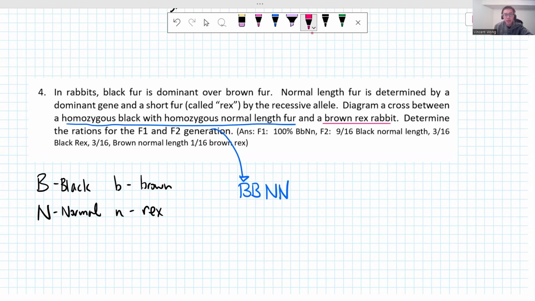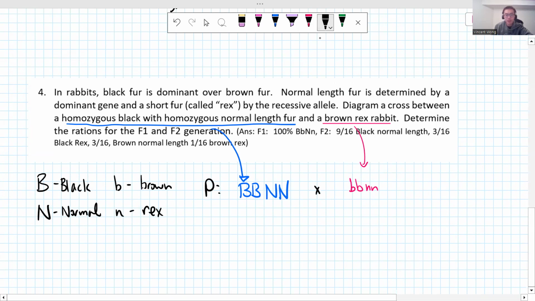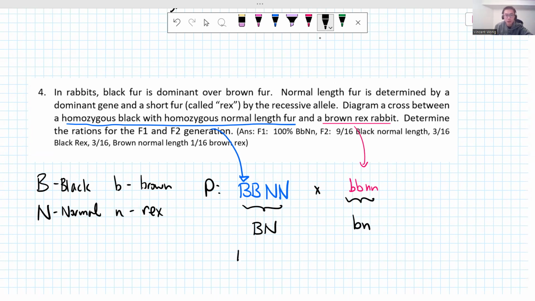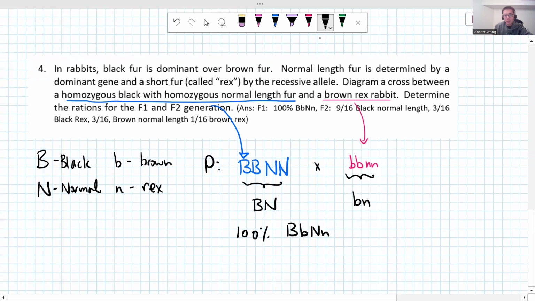So, brown Rex. Brown is small b, and then Rex is small n. So this is the P generation, the parent generation. If you cross them, the only gametes you can get from this parent are big B, big N. The only gametes you can get here are small b, small n. So you will get 100% big B, small b, big N, small n. Okay, that's the F1 generation.